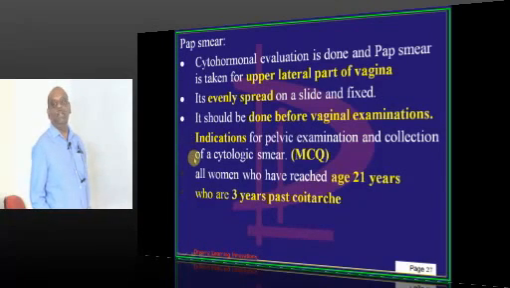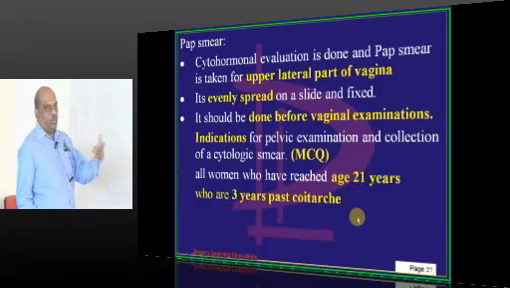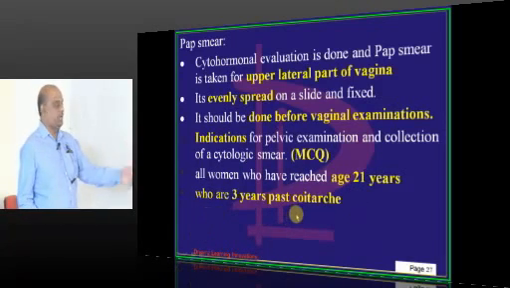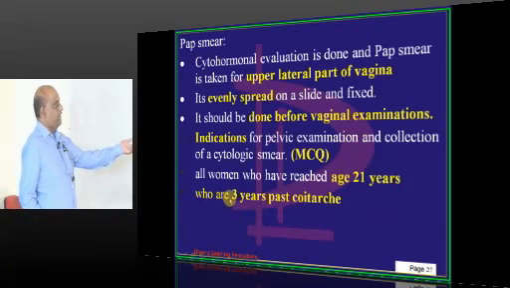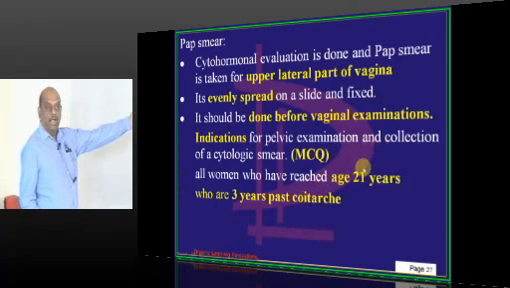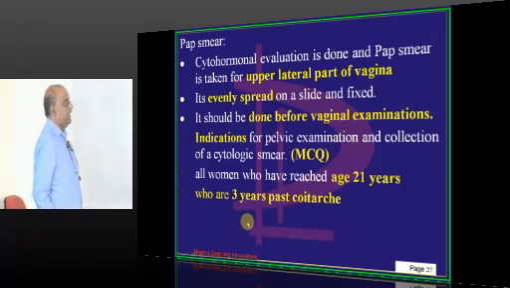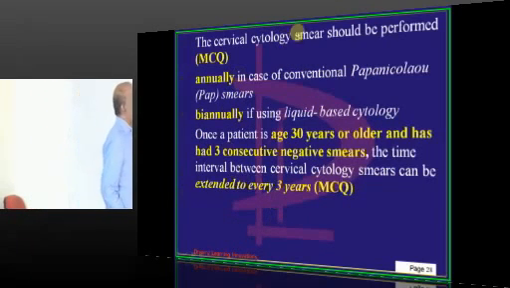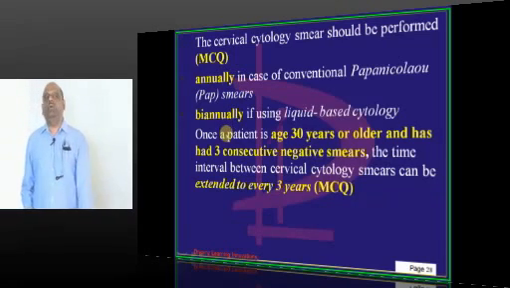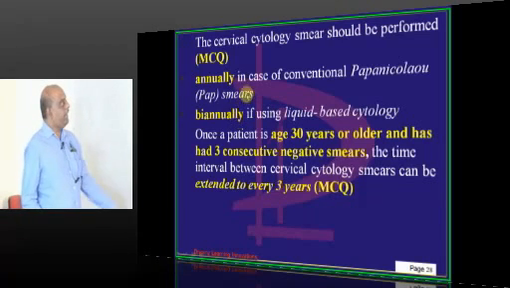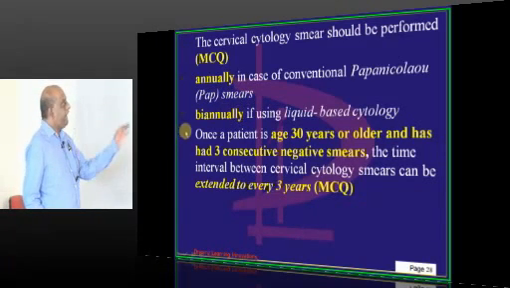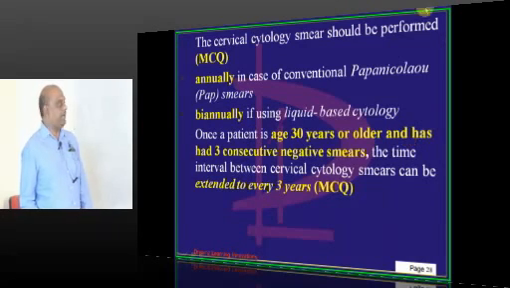What is the age group where you want to do the Pap smear? All women who have reached their 21st year, who are 3 years past coitarche, that is, they already had sexual activity at 18 and they are 3 years from the onset of sexual activity, or the age of 21 years is the recommended age group. How frequently do you want to do Pap smear? Annually in case of conventional Pap smears, biannually if you are using liquid based cytology.